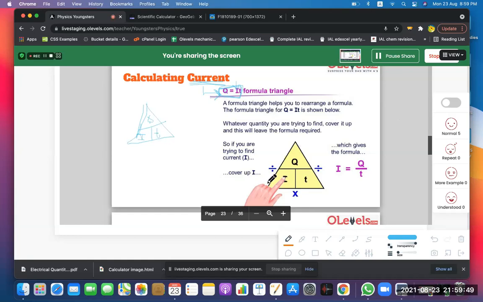Okay, so here, look, we are using the formula triangle. In the formula triangle, you can see Q. Q is equal to IT. Okay? So here, Q is equal to I.